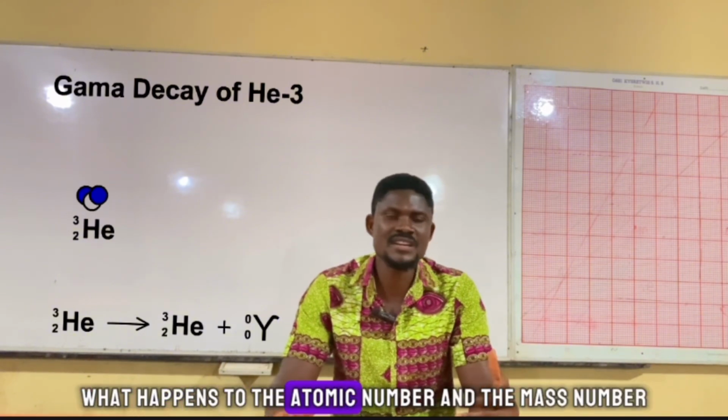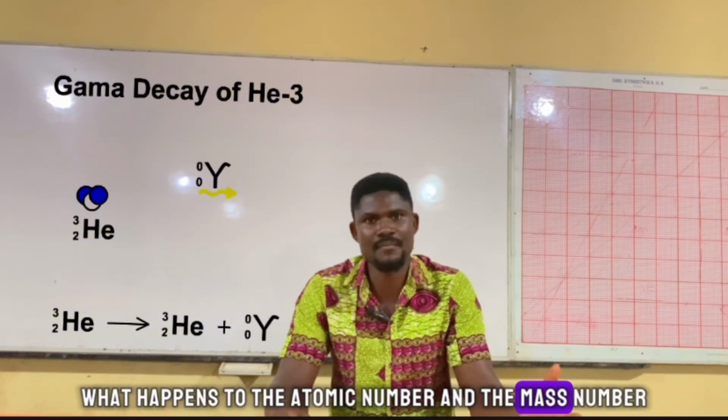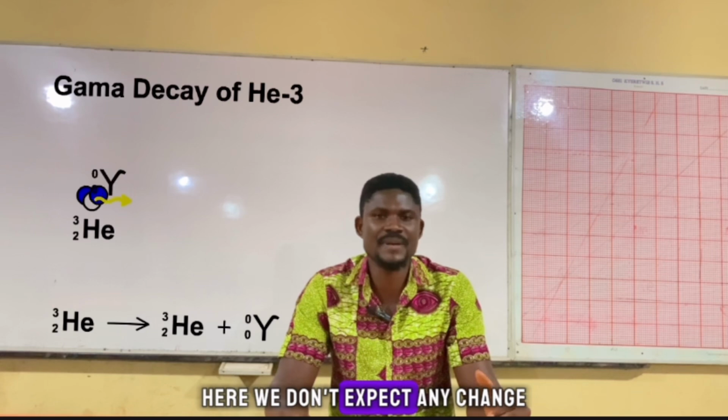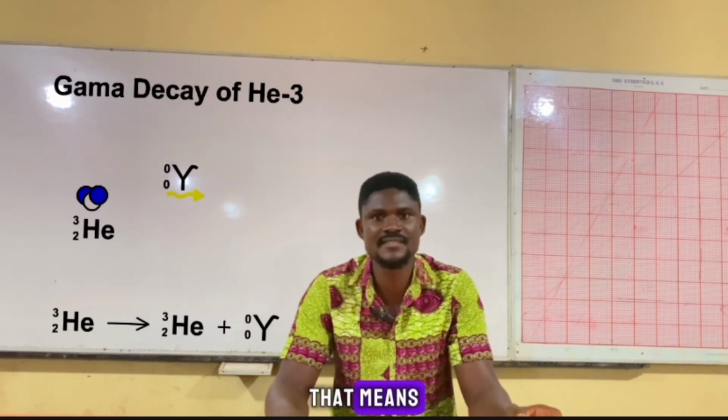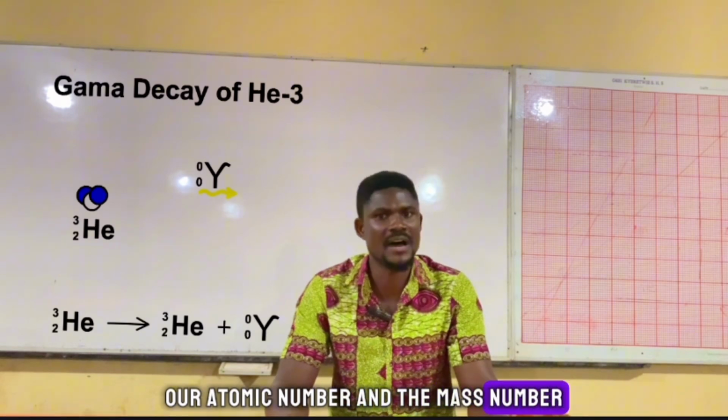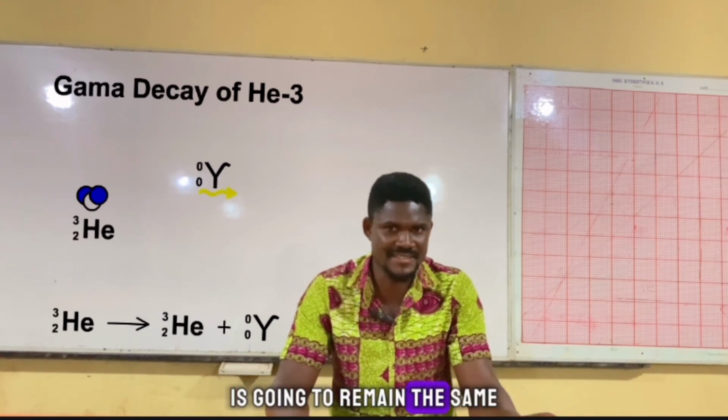Now, what happens to the atomic number and the mass number? Here, we don't expect any change in the atomic number and the mass number. That means our atomic number and the mass number are going to remain the same.